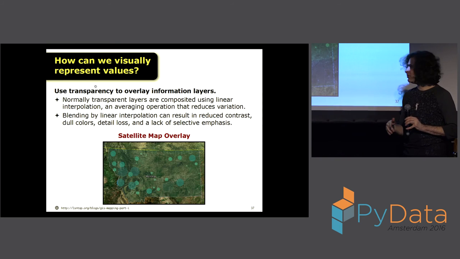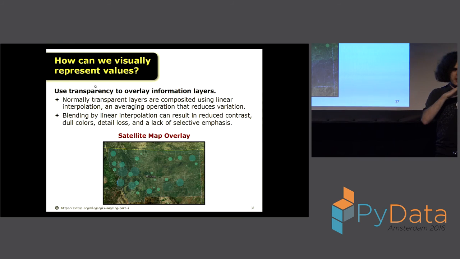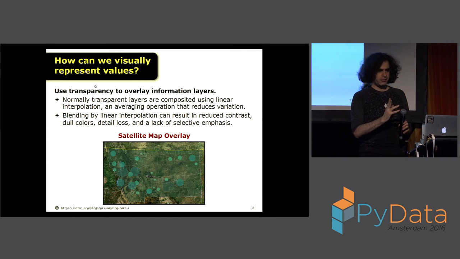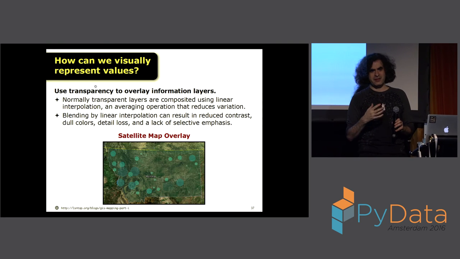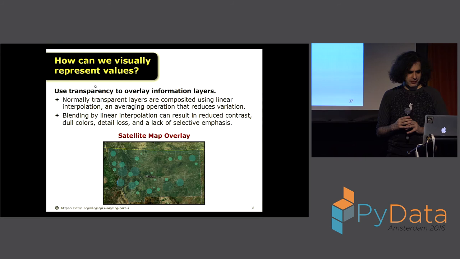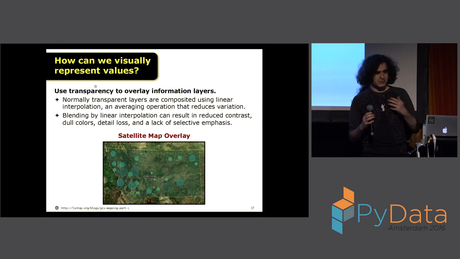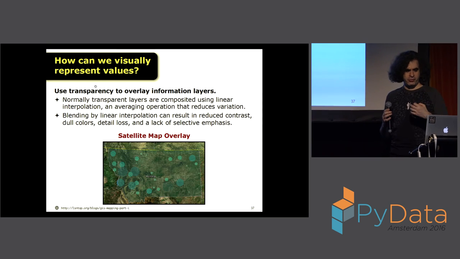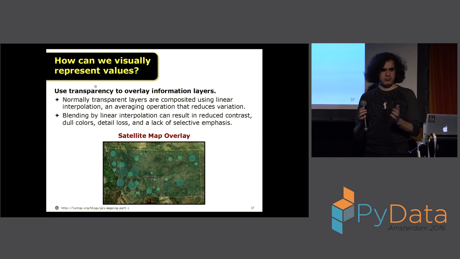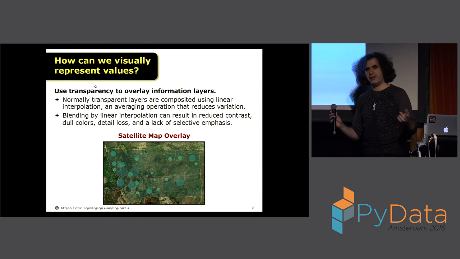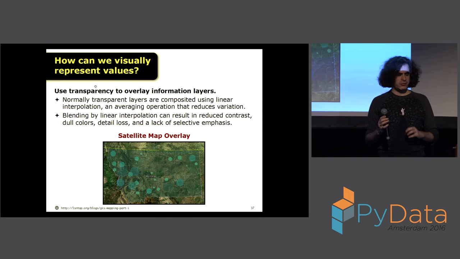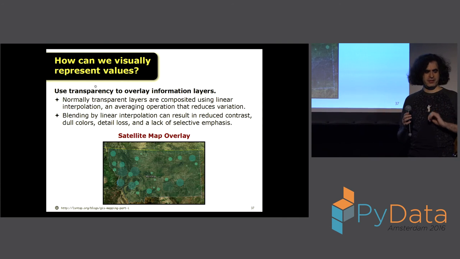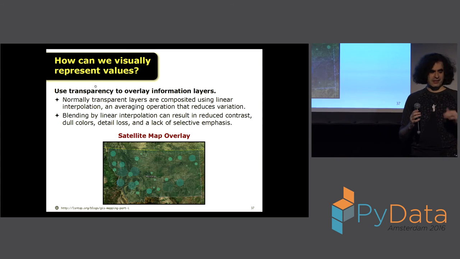Let me give you another example, which is about transparency. In visualization, sometimes we use transparency to represent layers of information. And the reason that this technique is not more widely used is because if you do it naively, it sometimes doesn't look so nice, because the transparency is represented using linear interpolation. We average the layers together, and lo and behold, it's an averaging operation, and averaging by its nature reduces variation. As a result, you get less contrast, you get dull colors, you get loss of detail, and you don't have a sense of selective emphasis.